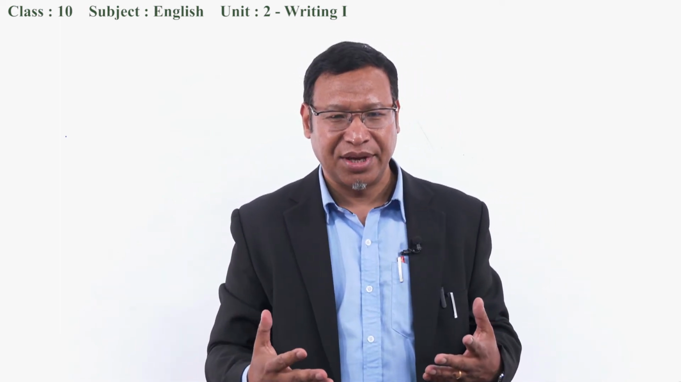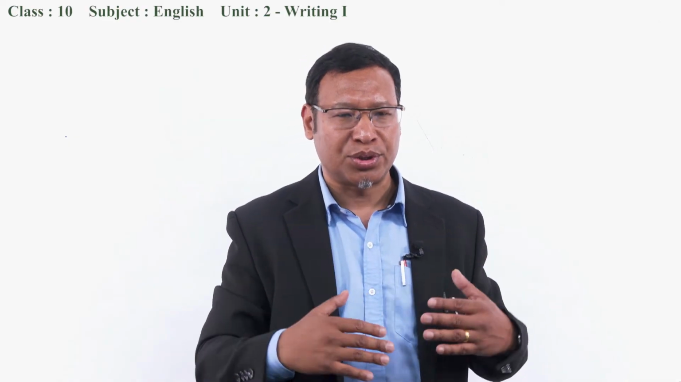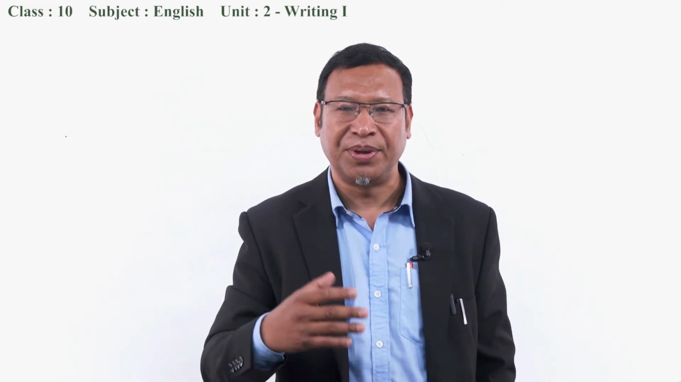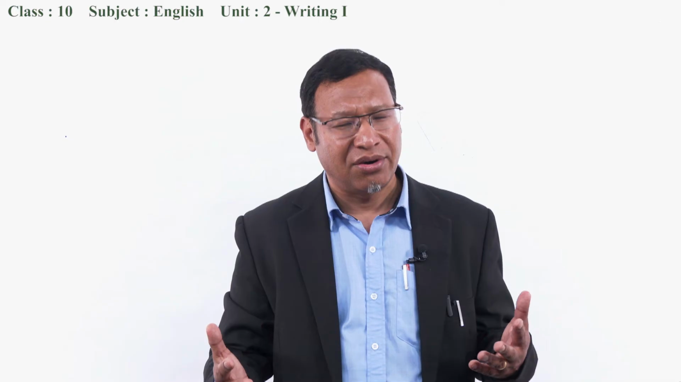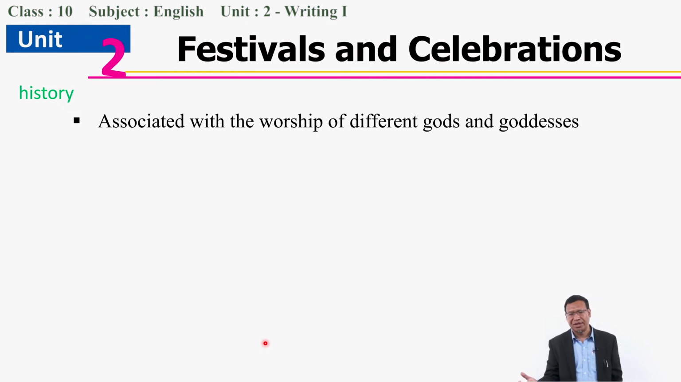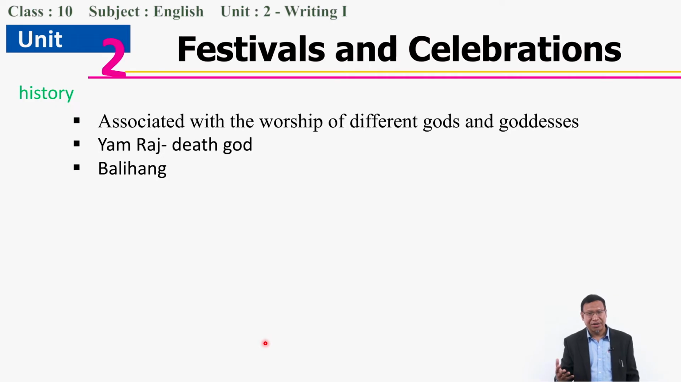Now, the next idea is, if you are given various hints, various clues, then again you can think upon those clues. For example, they have asked you to write about the festival with a brief history, with the people involved. Now we can go on thinking about the history. Do you know anything about the history of Tihar? It might be associated with the worship of different gods and goddesses. So different gods and goddesses are worshipped in Tihar. And you remember Yamaraj, the death god, during this festival. And another history is Balihang. You can remember a king named Balihang, right?